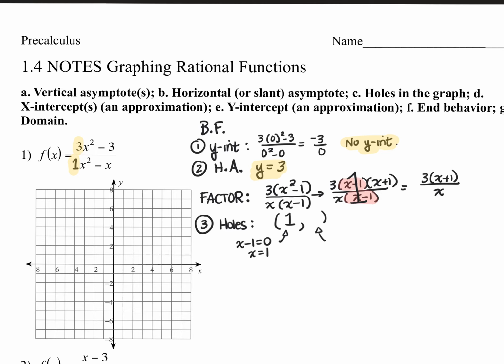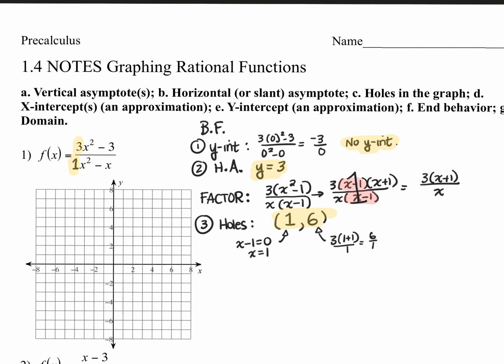And what I'll do is I'm going to plug in whatever I just found for the x coordinate into this new expression. So I will get 3 times 1 plus 1 over 1, which is going to be 3 times 2 over 1. So that's 6. So the coordinates for the hole are (1, 6). Now I'm going to go ahead and highlight that too so I don't forget about it.